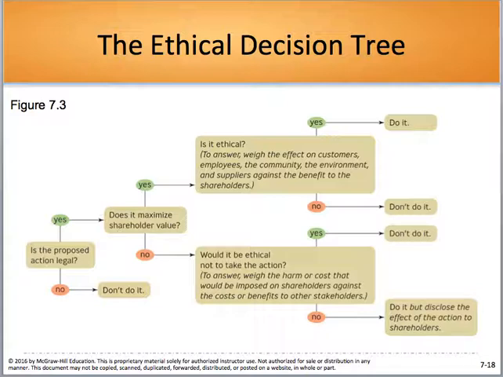And so you can see that if it is ethical, is it ethical? And you say yes, then do it. No, don't do it. Would it be ethical not to take the action? And to answer, you weigh the harm or cost that would be imposed on the shareholders against the cost or benefits to other stakeholders. And if it would be ethical not to take the action, then you don't do it. If not, then do it, but disclose the effect of the action to shareholders.